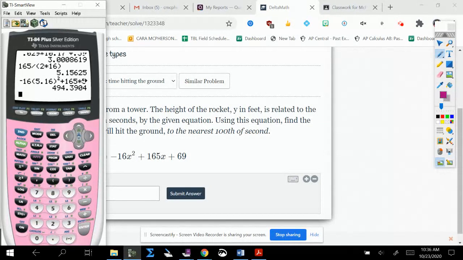And the reason I did that is I want to have a really good idea of how to set my window. So when you go to your window, it looks like the rocket travels almost 500 feet in the air. So I'm going to go to y equals, and I'm going to type in this equation for my rocket. So I'm going to type in negative 16x squared plus 165x plus 69. And I'm going to go to my window.